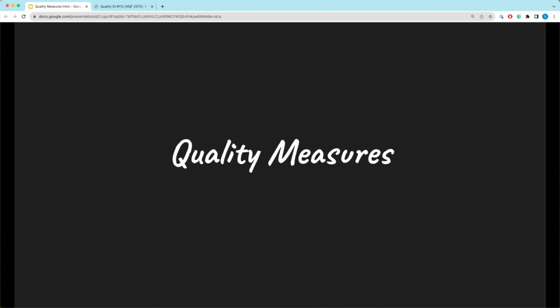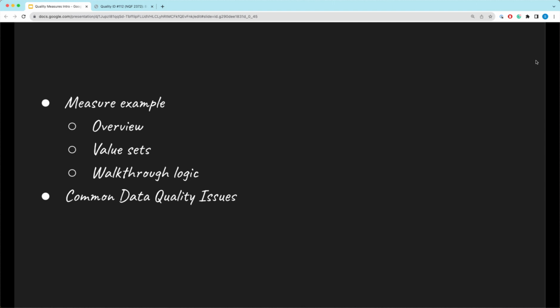Hey everyone, today we're going to talk about quality measures. This is going to be more of a higher level overview of a quality measure and its logic. This is not going to be a code walkthrough. If you're interested in seeing the code, you can take a look at the Tuba project GitHub, specifically at the quality measures data mart to see the code there.